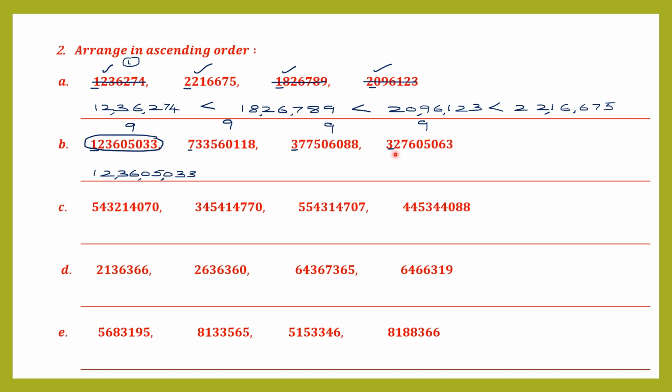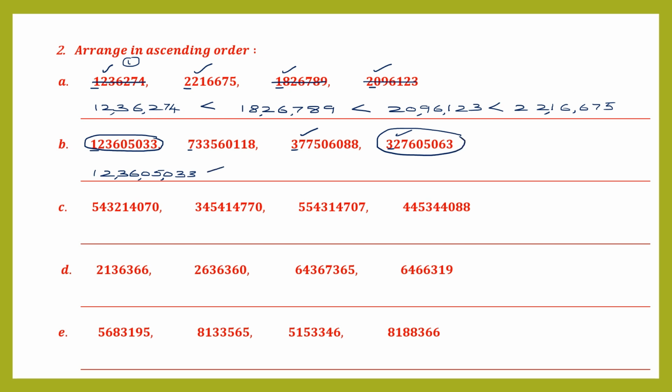Let's look at the other three numbers and see what we have in the extreme left. Here we have 7, 3 and 3, and the smaller number is the two 3s. So let's look at the two 3s. Here we have 3 and 3, it's the same. So go to the next digit. Here we have 7 and here we have 2. Which is the smaller one? 2 is the smaller one. So we have to write this number next.